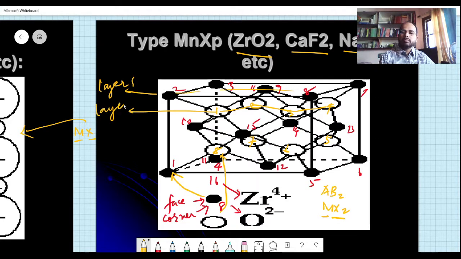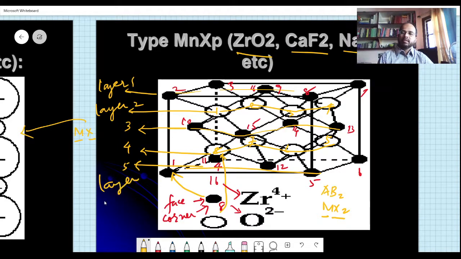Layer 2 is this one. Then layer 3 is this one. The entire this. Okay. Layer 4 is this one. Then layer 5 is this one. So 4, 5 layers are there. And the type is A, B, A, B, A, B type.